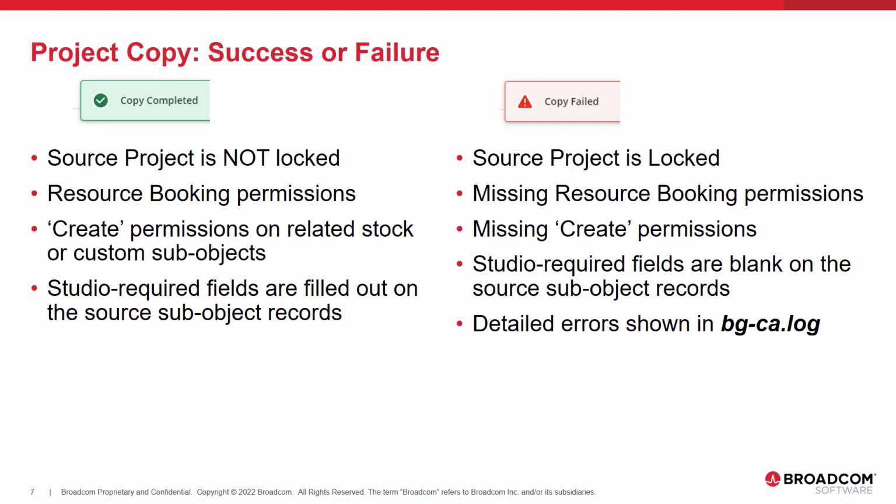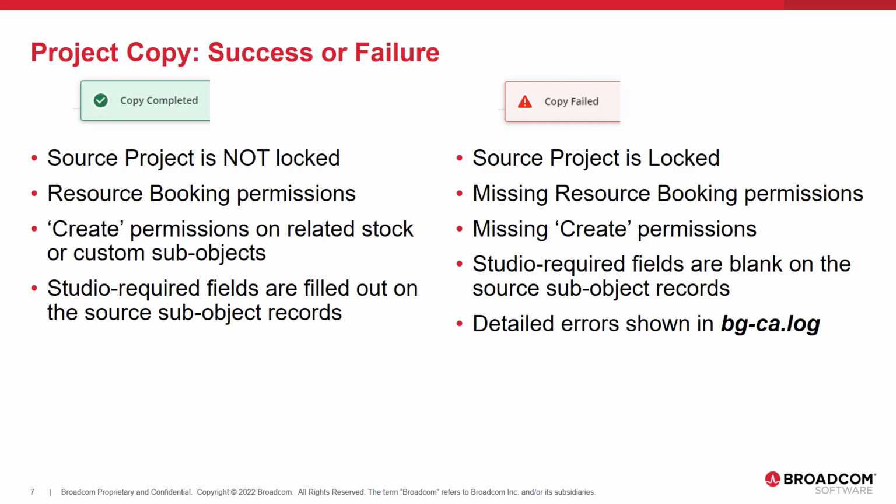Success or failure of the project copy action depends on a few factors. The source project should not be locked before initiating the copy. It will get locked during this process, and if it is already locked, it will fail because it can't obtain a lock. When making a copy, the application will create new records for the project and the related sub-object data. The project copy permission automatically grants permission to create the project record, but the project manager also needs to have create permissions for each sub-object where there is data to copy.